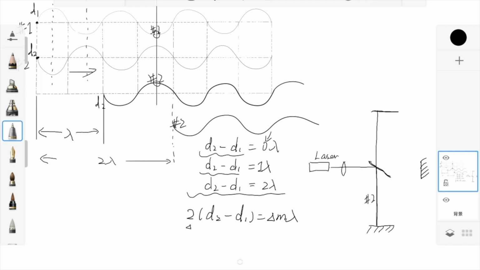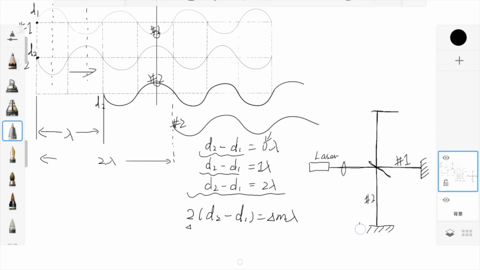And laser number 1 goes across the lens and to the beam splitter, goes through the beam splitter, hits the mirror, bounces back, and is reflected to the viewing screen. This is beam number 1.